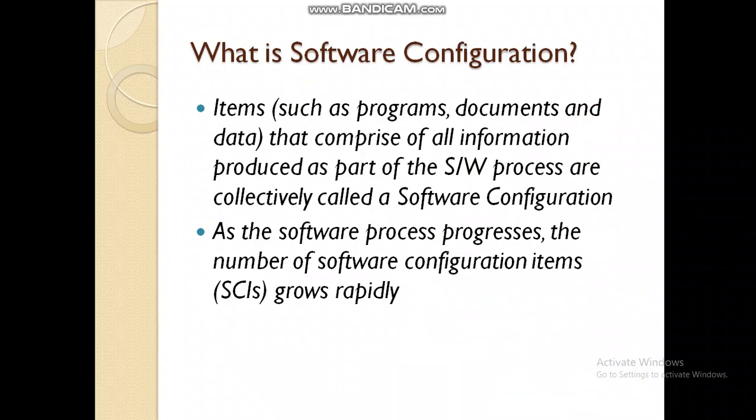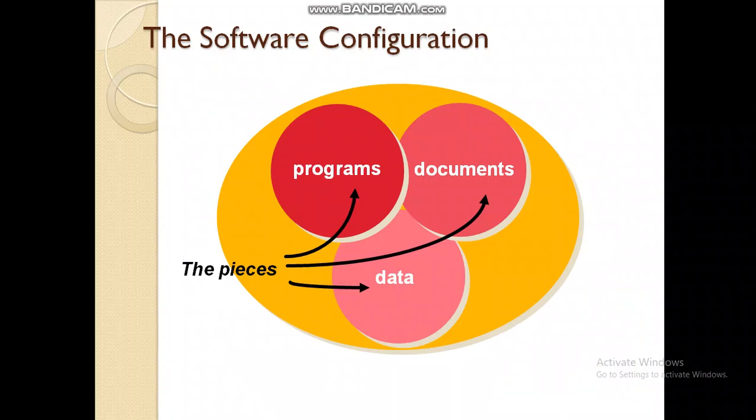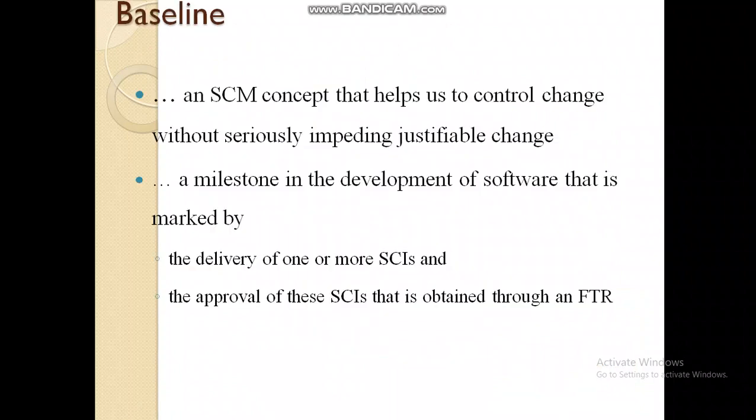Items that comprise all information are collectively called the software configuration. Here is a picture. It shows the software configuration. It is a combination of programs, documents, and data. The baseline helps us to control change without seriously impeding justifiable change.